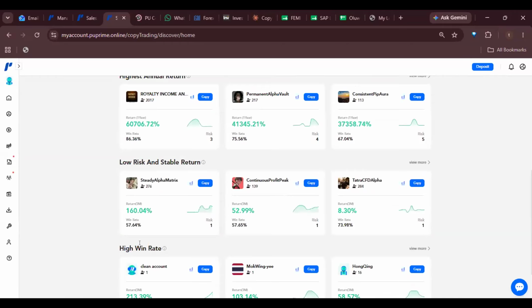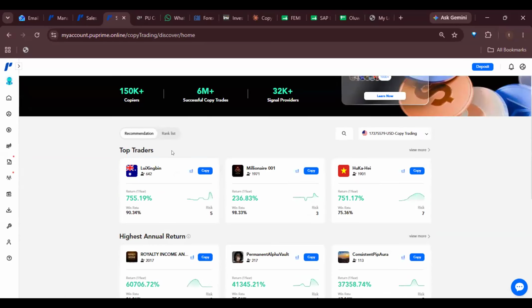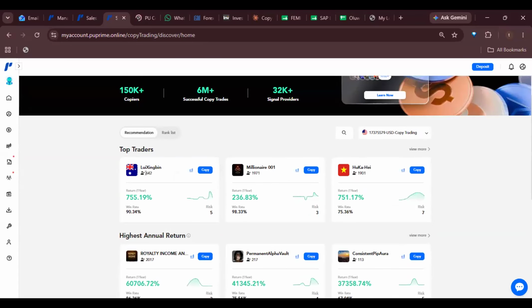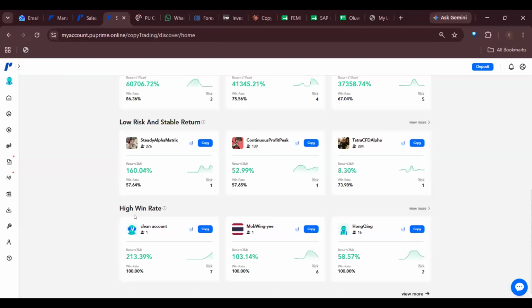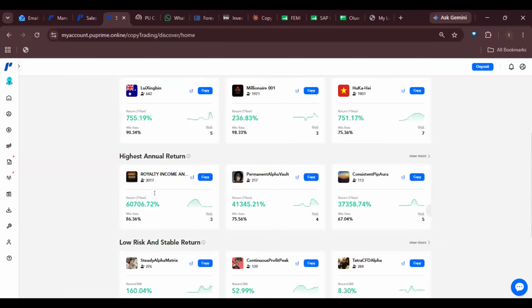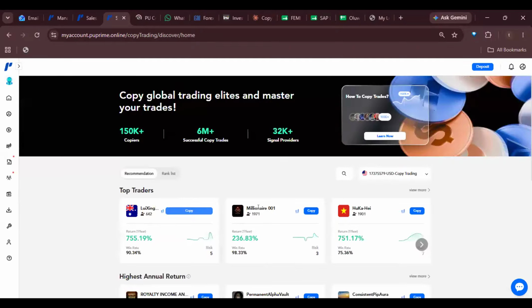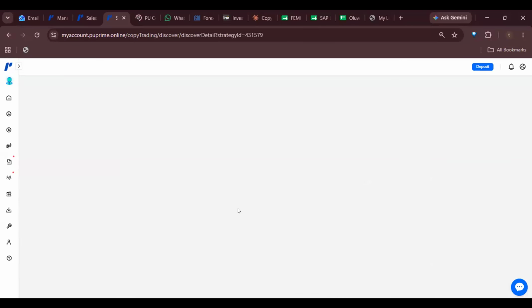So the first thing to do is how users can actually discover traders or strategies. Once you log in, you can decide to pick anyone from top traders, highest annual return, low risk and stable return, or people with high win rate. You just pick any one of them. For example, let's take this particular person, millionaire 001. So we'll click on this particular icon.